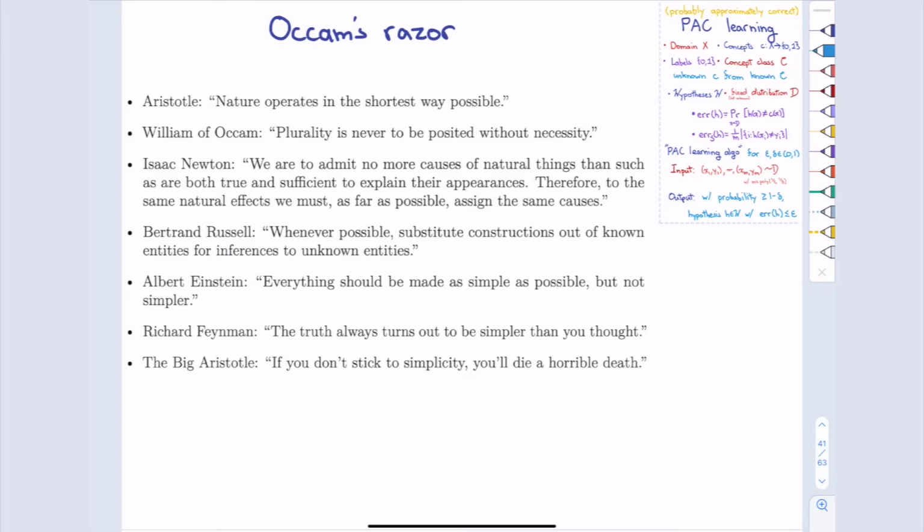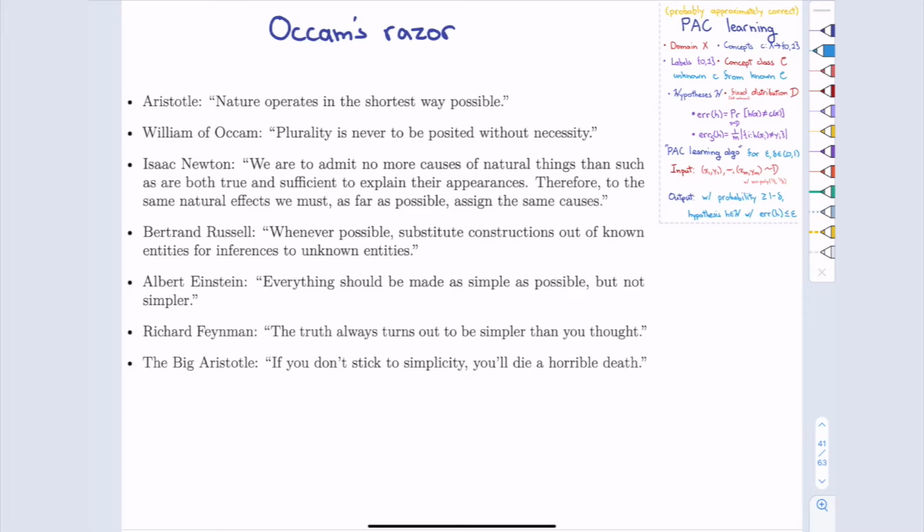You might have heard of Occam's razor. That is the notion that we should prefer simpler explanations. There are lots of famous people throughout history who have expressed this. William Occam is probably the only person I hadn't heard of except for this expression. The others: Aristotle, Isaac Newton, Bertrand Russell, Einstein. It's always a big thing in physics, the idea that you have simple laws of physics. Richard Feynman.